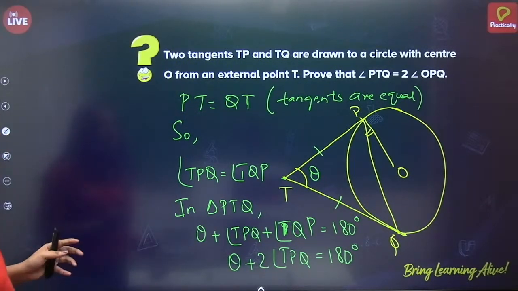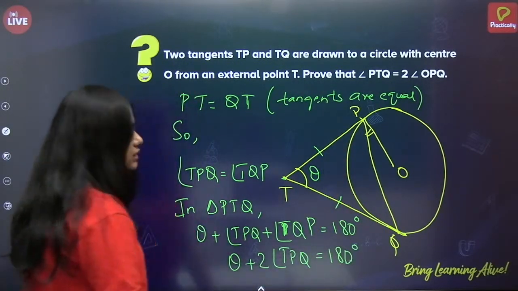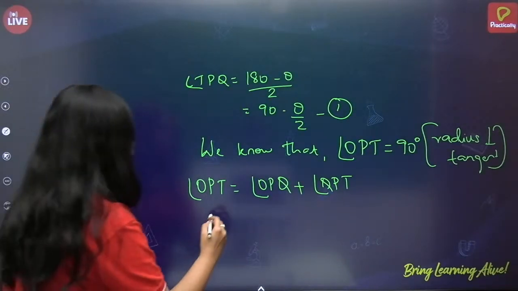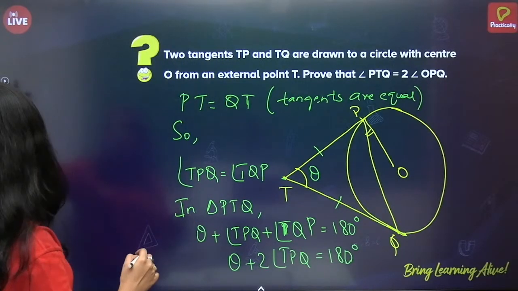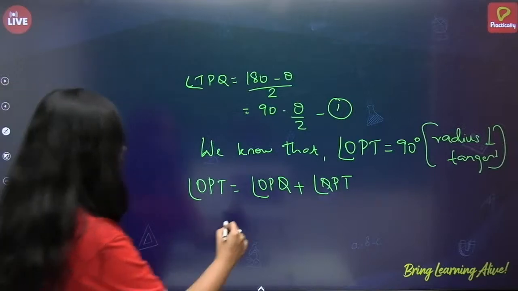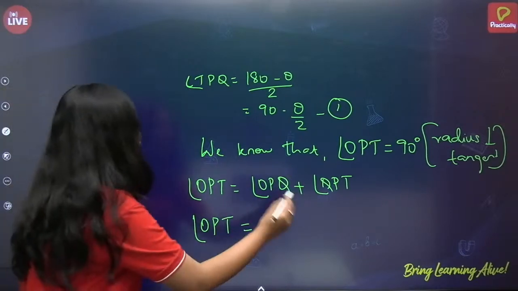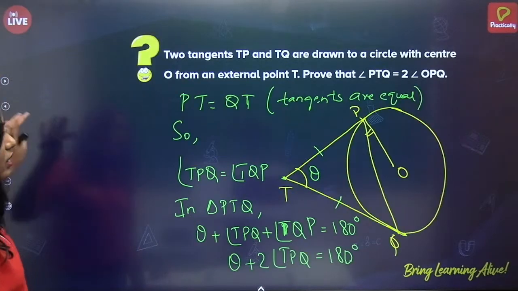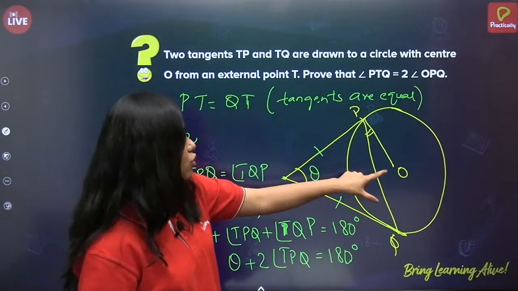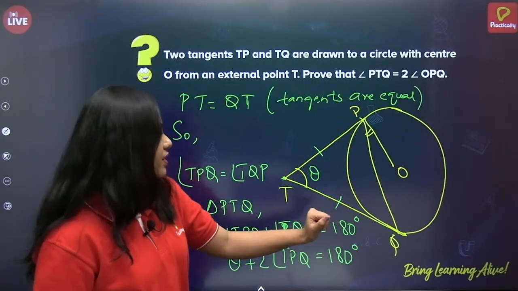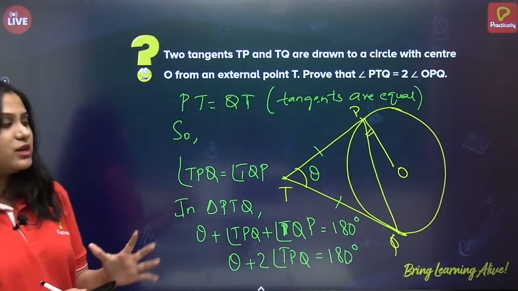Alright. Now, we'll just substitute. So, what is angle TPQ or QPT? It is 90 minus theta by 2. Correct? So, alright. Now, angle OPT is equal to, what is OPQ? Come on, tell me what is OPQ. We do not know. That only we have to show that angle PTQ is nothing but 2 times angle OPQ. Correct? So, let us just substitute the values which we know.